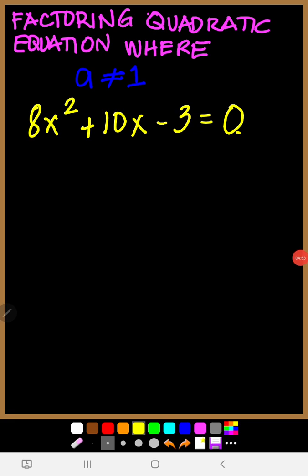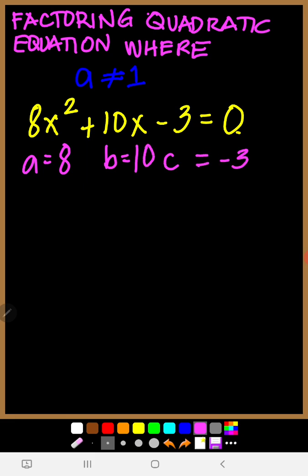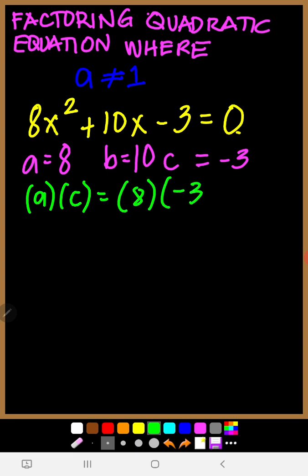Here's another example. Let us factor 8x squared plus 10x minus 3 equals 0. Since the quadratic equation is already in standard form, we can now get the values of a, b, and c. Our a is 8, our b is 10, and our c is equal to negative 3. Next step, we multiply a times c. So for this problem, our a is 8 and our c is negative 3. And the answer is 8 times negative 3 is negative 24.